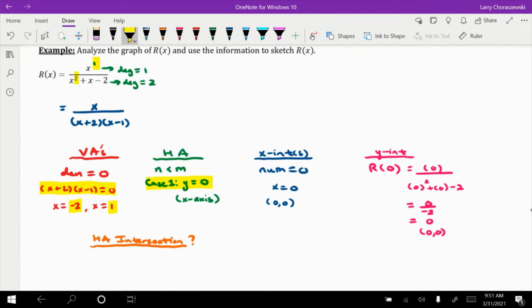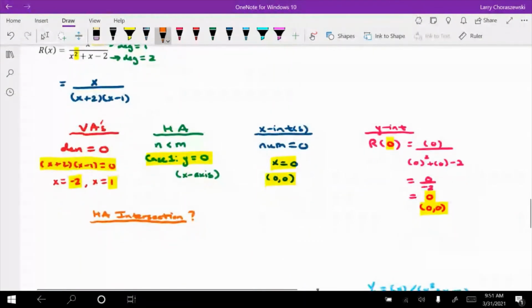If you set the numerator equal to 0 to find the x-intercepts, you solve the equation right away and get 0, 0 as the x-intercept. And by plugging 0 into the rational function, the standard form version, we get 0 as well. And so there's an overlap between the x and y intercept at the origin.